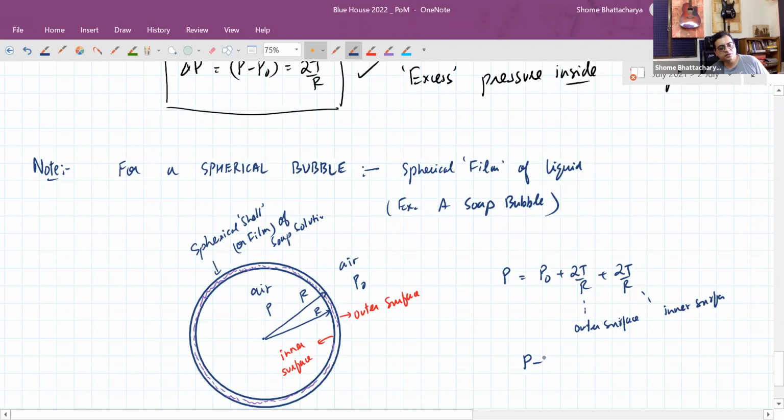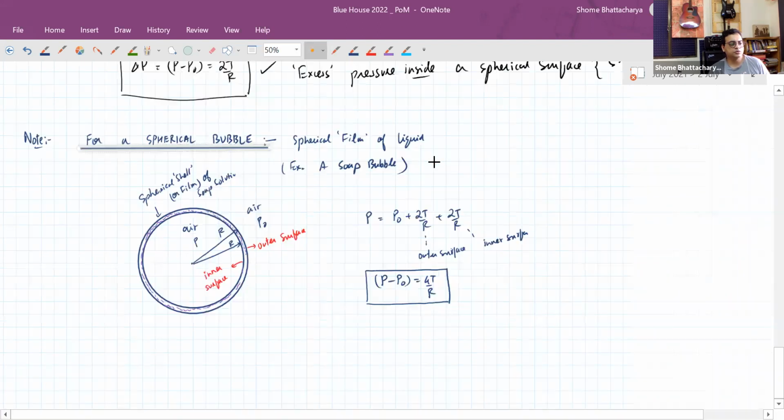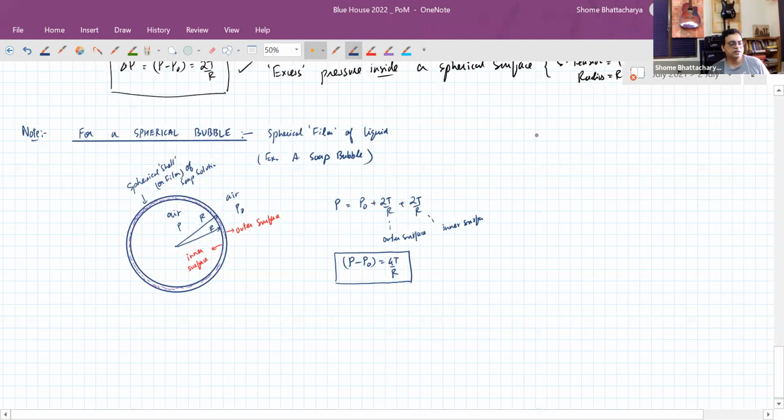So the excess pressure inside becomes 4T by R in case of this kind of situation, a spherical bubble, which is basically like a thin spherical film of liquid or like a thin shell of fluid, as opposed to the excess pressure inside a solid spherical volume of liquid. Make sure you understand the difference between the two.